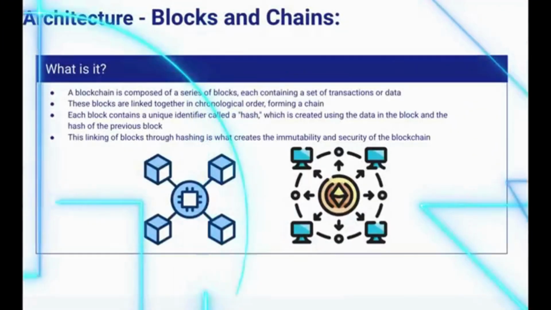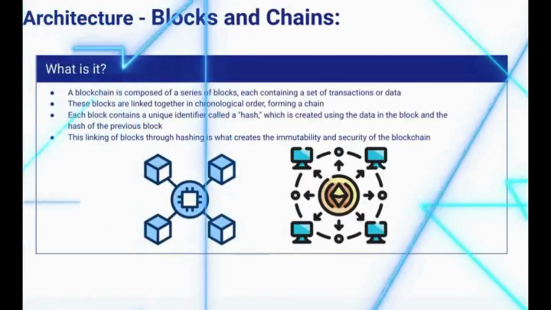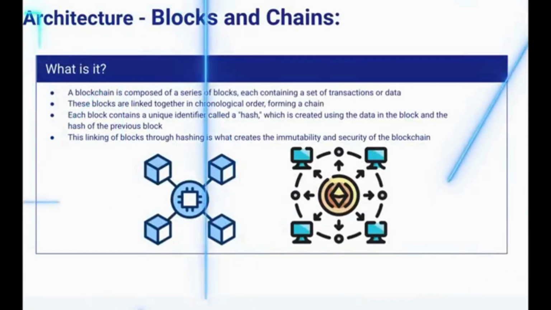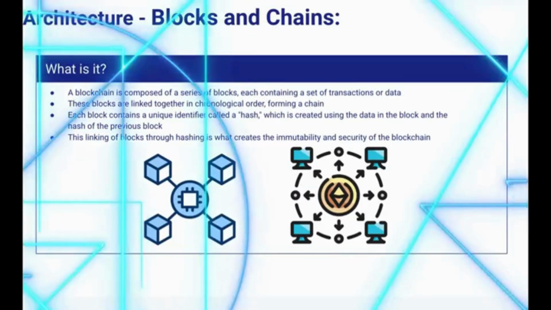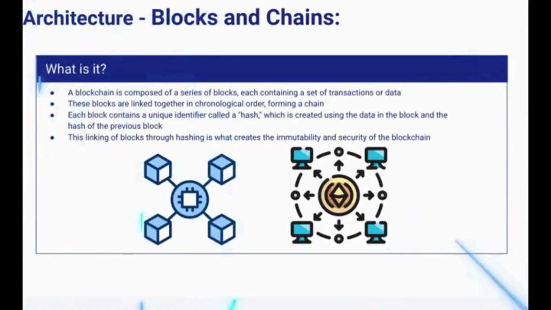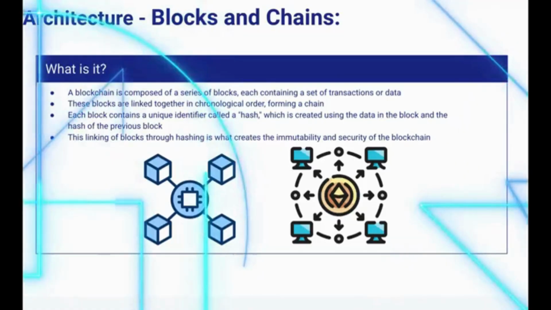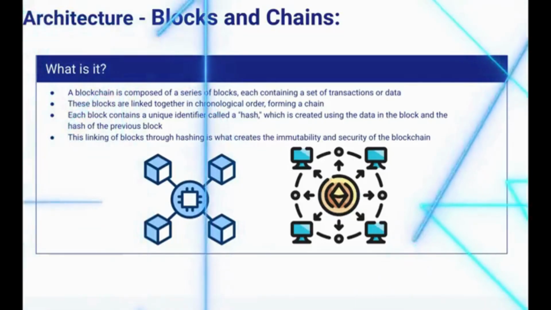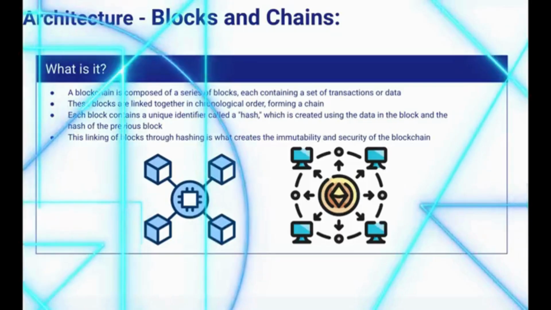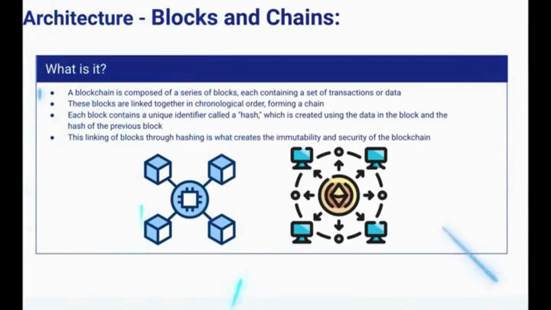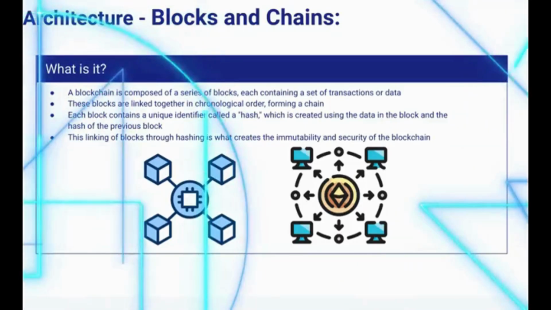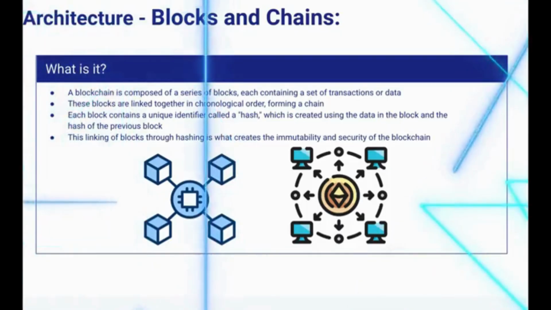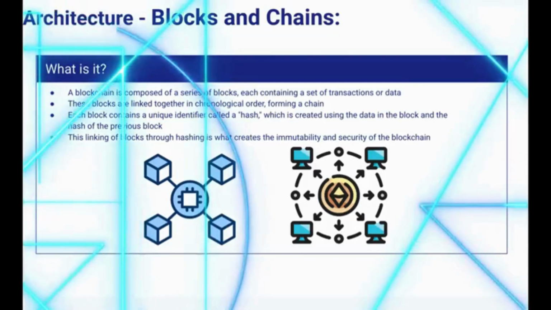Number 1. Blocks and chains. A blockchain is composed of a series of blocks, each containing a set of transactions or data. These blocks are linked together in chronological order, forming a chain. Each block contains a unique identifier called a hash, which is created using the data in the block and the hash of the previous block. The linking of blocks through hashing is what creates the immutability and the security of the blockchain.